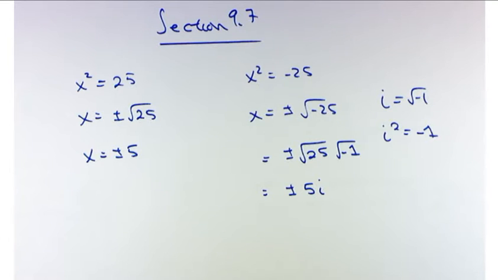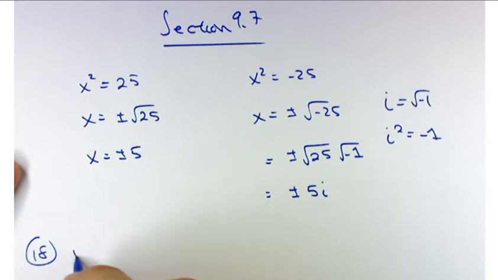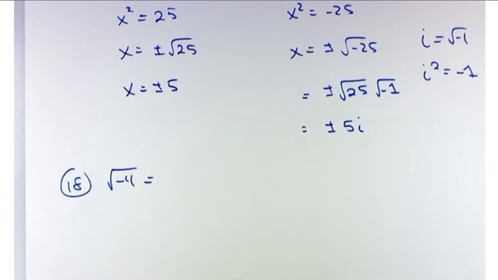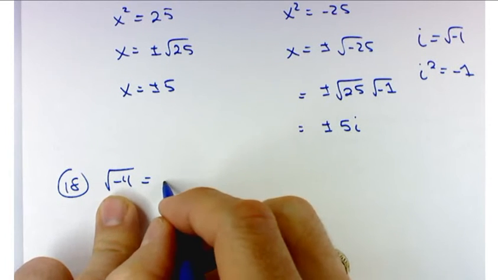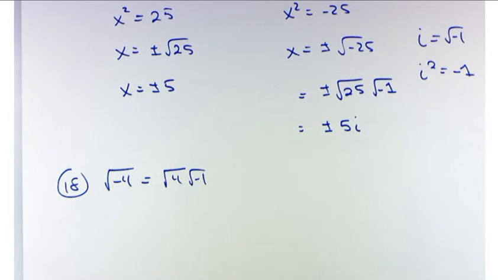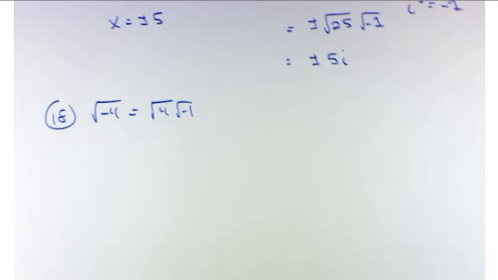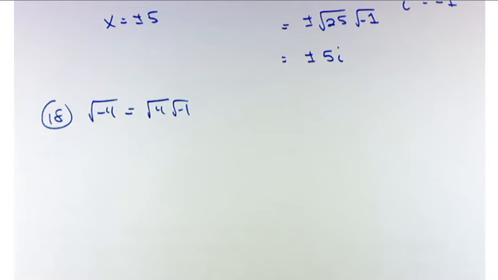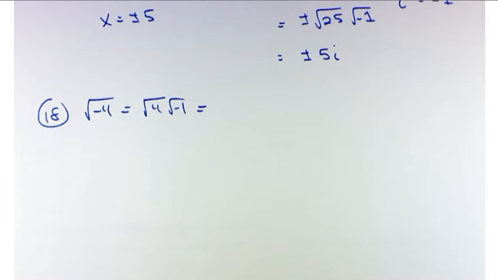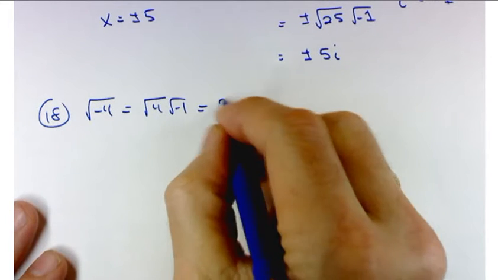Let's take a look at problem number 18. Square root of -4. Well, when you have these roots that have negative numbers, I'd strongly suggest you start by splitting off -1. Just peel it right out of the radical and then simplify it. How would this simplify in problem number 18? 2i. Good. So 2i.